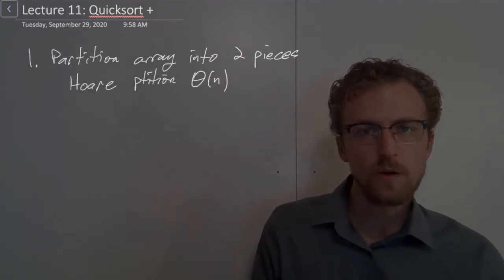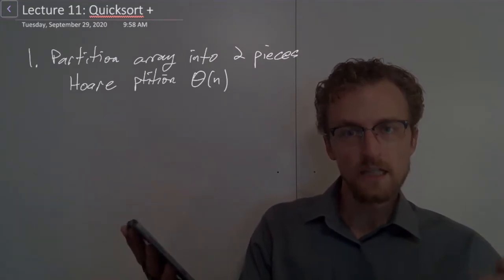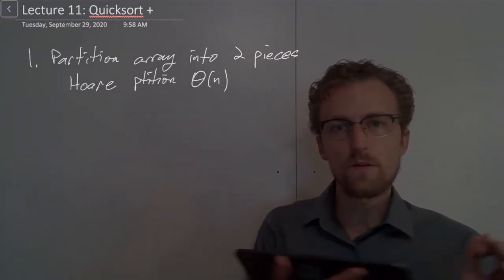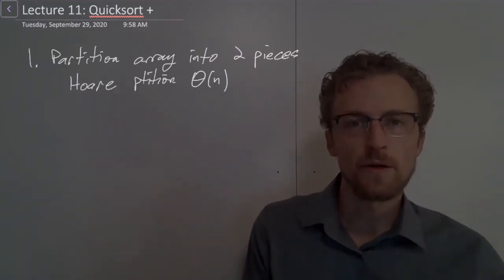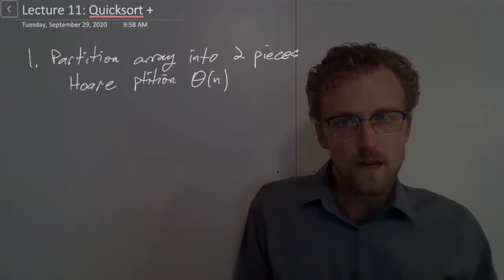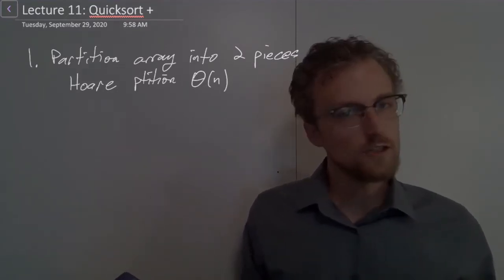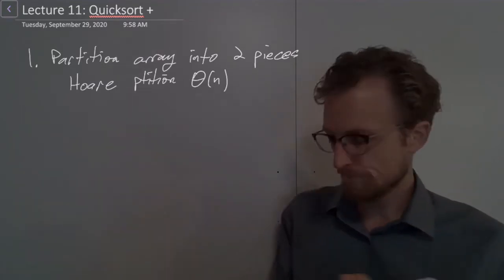So the Hoare partition takes an array, and then in linear time takes all of the small things and puts them on the left, and all the big things and puts them on the right. Right? And then it tells the Quicksort algorithm where that split point is. And that's all the partition is doing. It's just taking small stuff and moving it this way, big stuff and moving it this way.